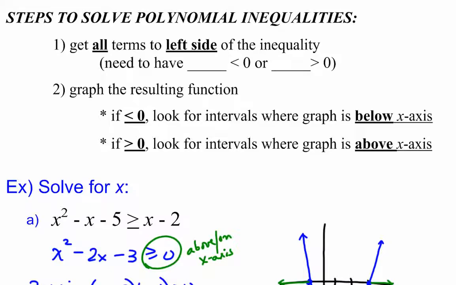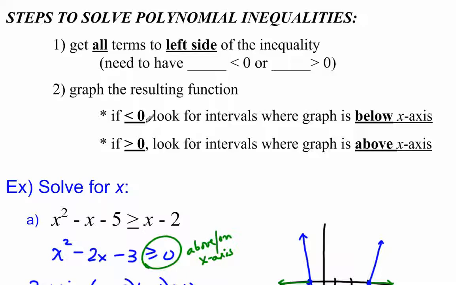All right, let's formalize the process for solving polynomial inequalities. First thing we're going to want to do is get all the terms to the left side, and that is very important, that left side. We want to have the expression either less than 0 or greater than 0.